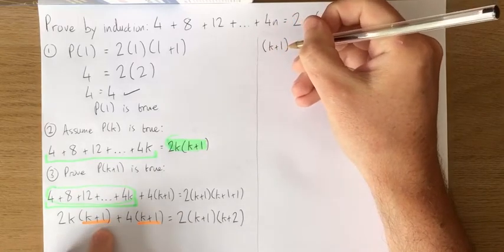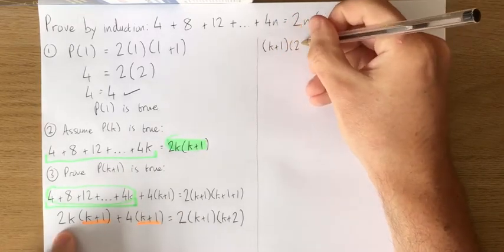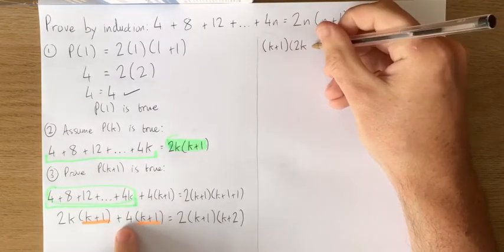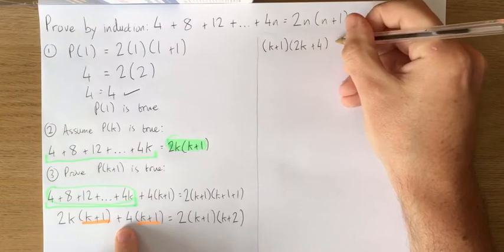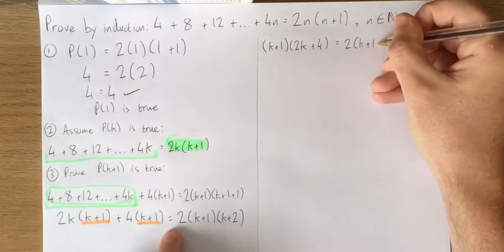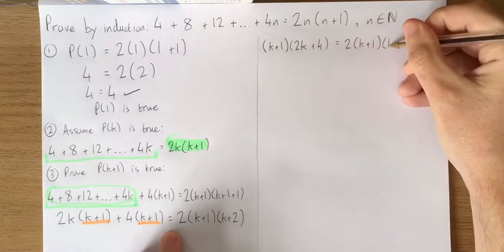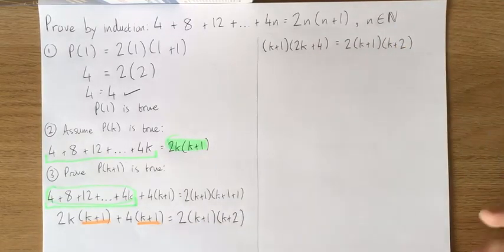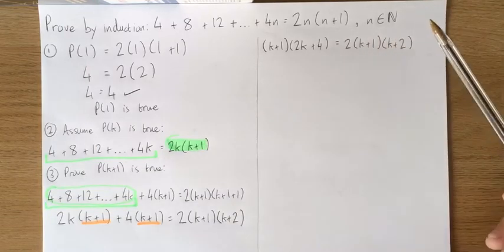If I factorize k plus 1 out of this, I'm left with 2k. If I factorize k plus 1 out of this, I'm left with plus 4. And that's equal to 2 on k plus 1 on k plus 2. Okay, and they're quite close now.